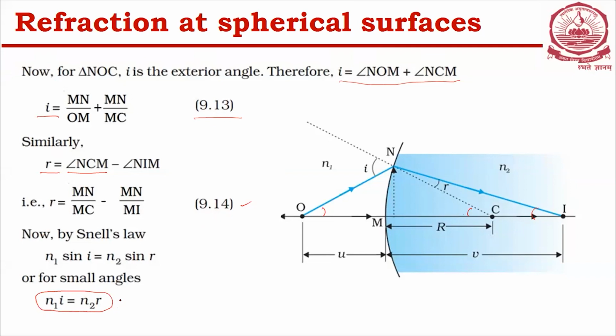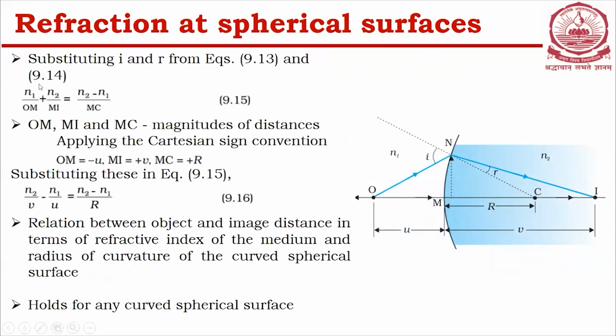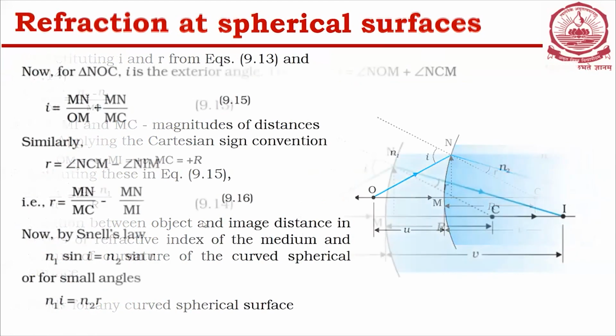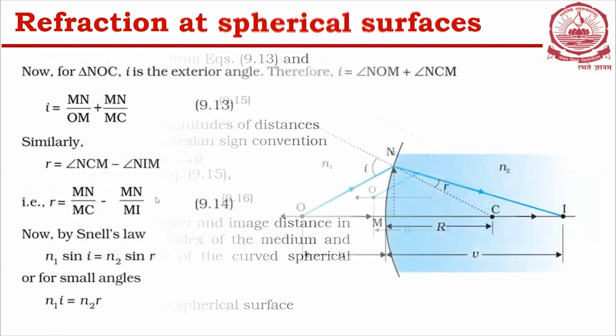I am going to substitute. When I substitute here, in equation 9.14, these two equations, after substituting, I can write N1 by OM plus N2 by MI, that should be equal to N2 minus N1 by MC. So that's just mere substitution. I am not doing anything, I just substituted and rearranged.